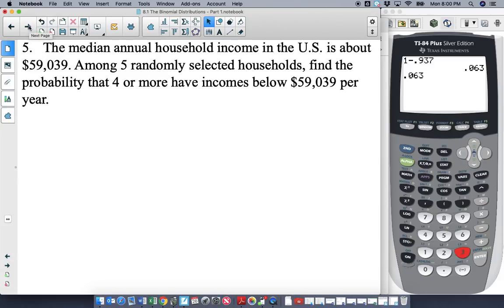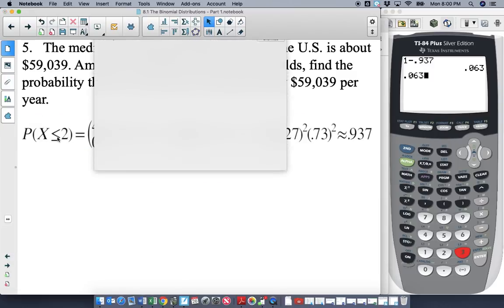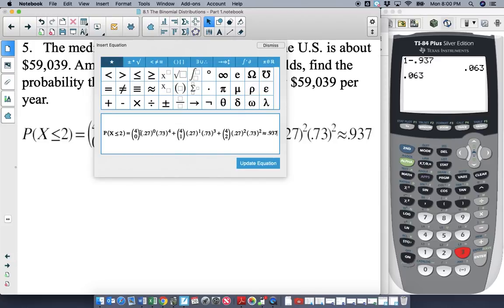Okay, I totally got ahead of myself and I forgot there was a question 5. Okay, let's do question 5 real quick. The median annual household income in the U.S. is about $59,039. Among 5 randomly selected households, find the probability that 4 or more have incomes below $59,039 per year. So we are finding the probability that 4 or more have incomes below $59,039 per year. So let me go back to here.